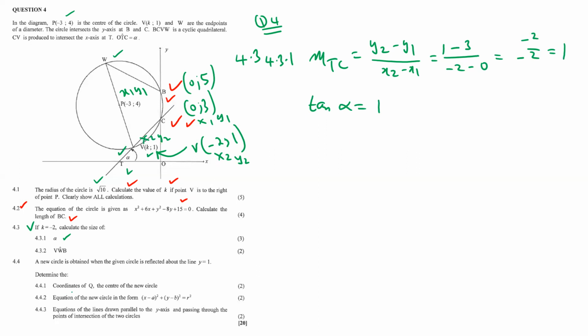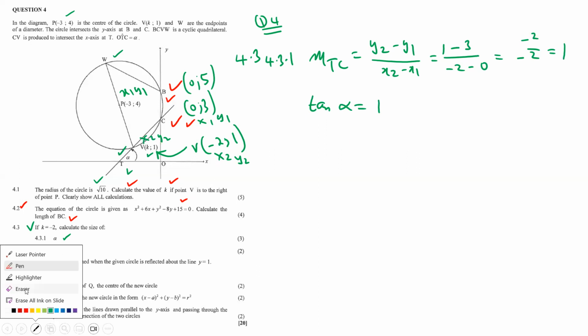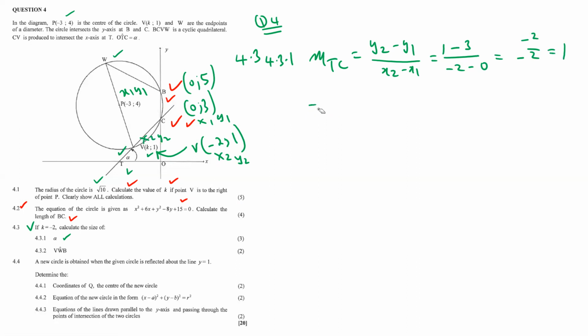Well, you see, the reason is that the gradient always equals the tangent of the angle of inclination. So at this point, we say the gradient of TC is tan alpha, which is 1. So we can now find the angle. What is the angle alpha? The angle alpha is the arctan of 1. Using a calculator, it is 45 degrees, or using special triangles.